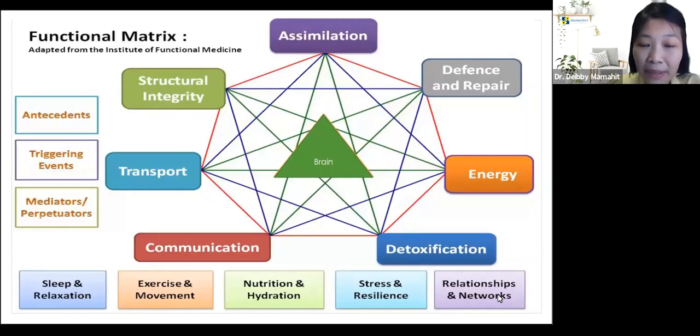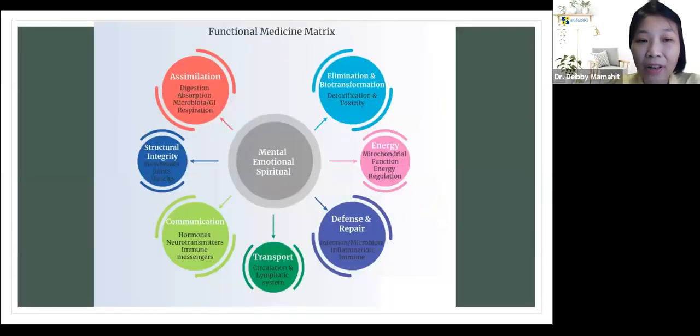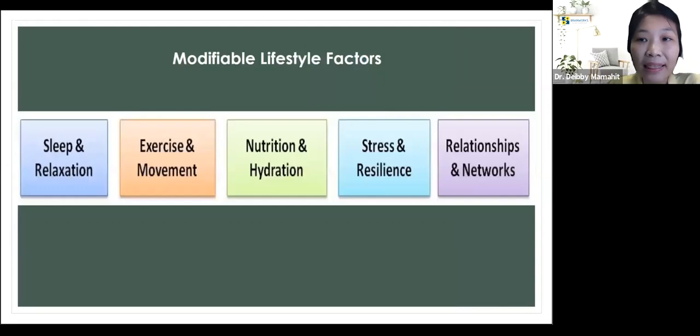All this at the bottom is something that I call a modifiable life factor. These modifiable life factors are the simplest part that can give us the power to really regain the good function of the brain. A lot of the interconnected functions of the body that I explained earlier are so complicated. These 5 buttons are actually very simple.